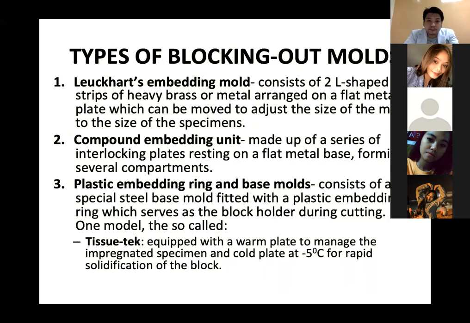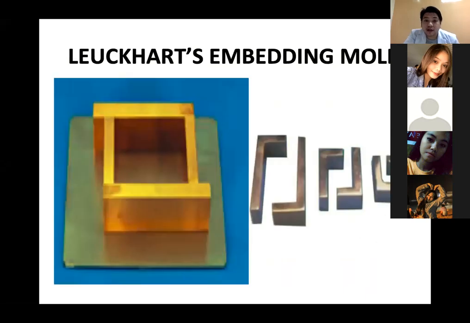This is the L-shaped metal arranged, intersecting. We have compound embedding medium, interlocking plates, glass resting on a flat metal base, and plastic embedding rings. So the most common is Tissue-Tek. So this is the Lockhart embedding molds.